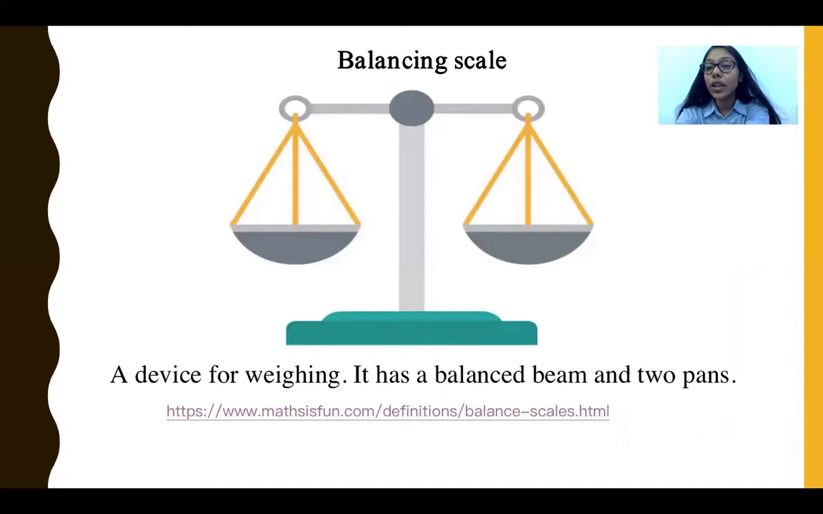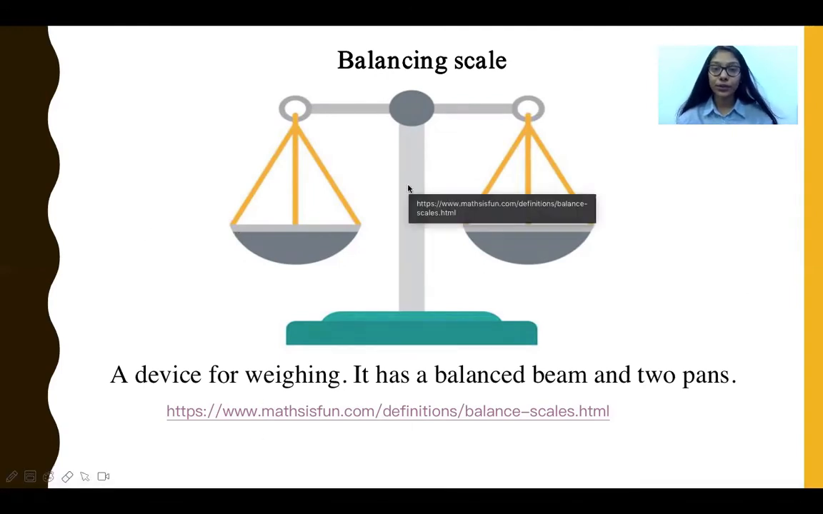Now, children, you must be wondering, if different things have different weights, then how do we measure this weight? We measure a weight with the help of a balancing scale. A balancing scale is a device used for weighing the objects. It has a beam and two pans attached to it. If it's a little difficult for you to understand, let me simplify it for you.